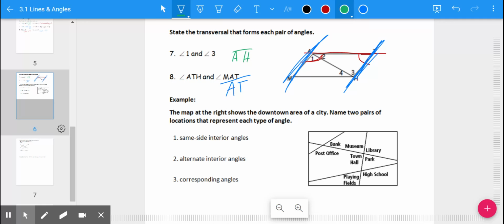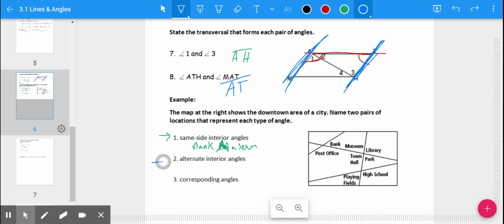So number 1, it says name 2 pairs of locations that represent each type of angle. So like same side interior. You want to do the same side and on the interior of 2 lines. So let's just say we have the bank and the museum. There's an M. Because they're on the same side, they're in the interior of these 2 lines, and they're on the same side of this transversal. It says one other example. I'm going to let you come up with one other example.